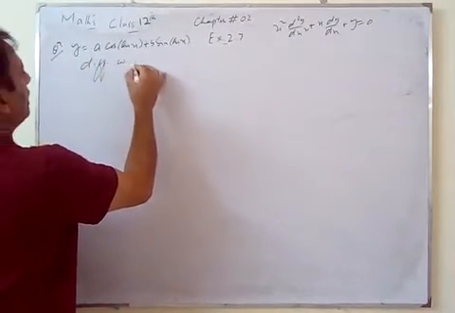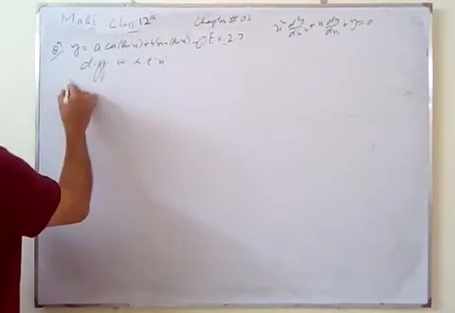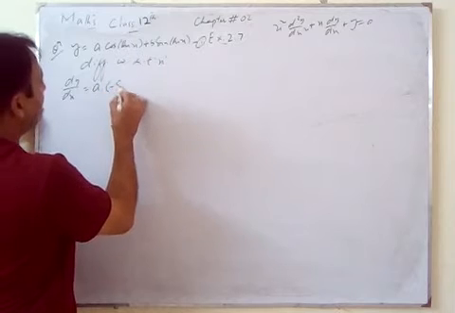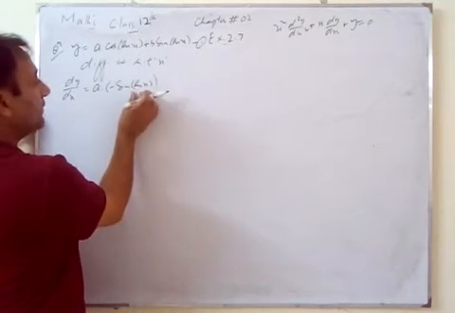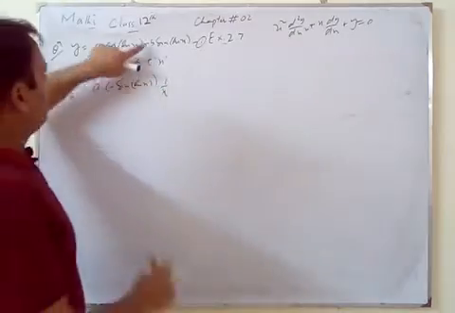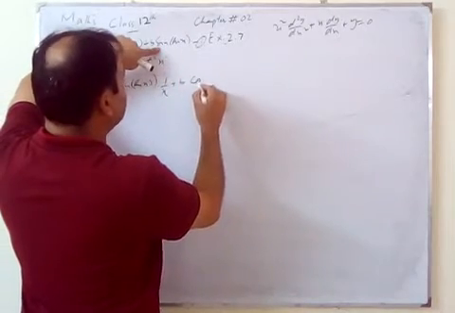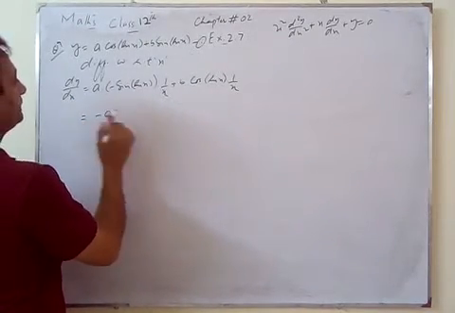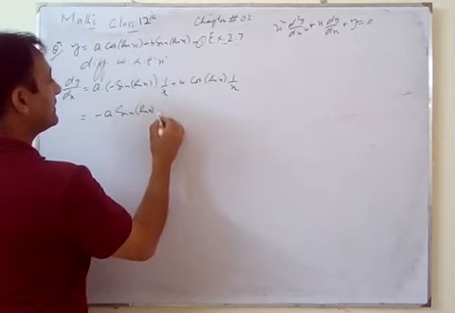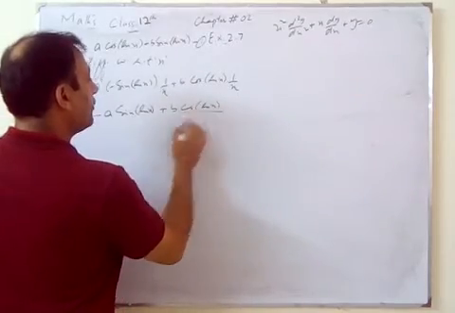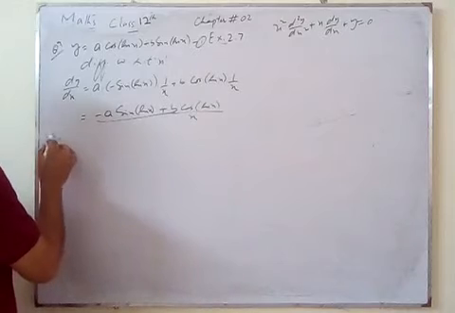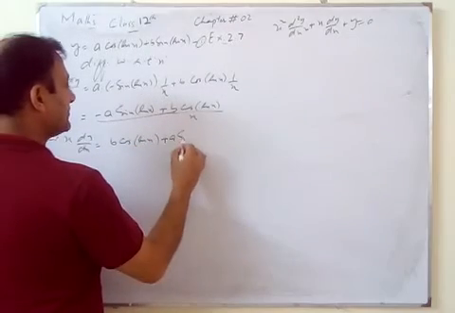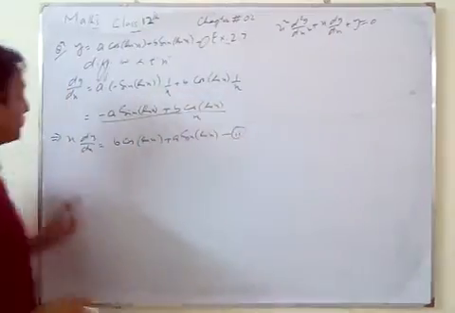Differentiate with respect to x. So dy by dx is equal to a, derivative of cos is minus sin log of x into derivative of log of x, that is 1 over x, plus b, derivative of sin is cos log of x into 1 over x. So when you write it in sequence, that is minus a sin log of x plus b cos log of x whole divided by x, or it can also be written as x dy by dx is equal to b cos log of x minus a sin log of x, equation number 2.